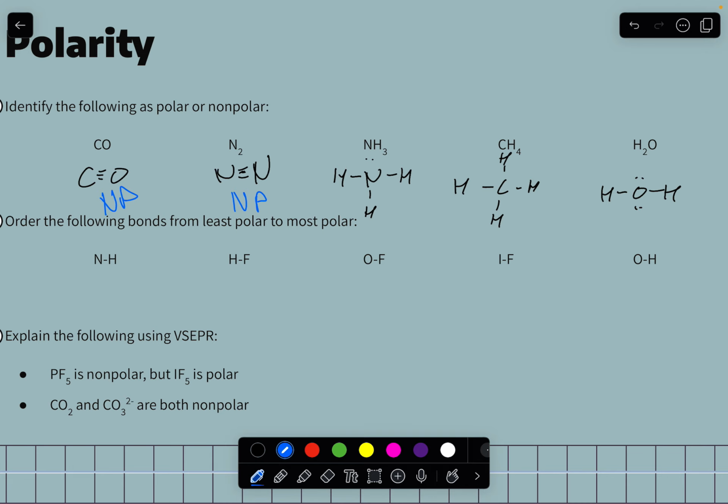For NH3, we have a lone pair of electrons here. So that's going to pull the negatives to the top. So the lone pair is going to be partially negative. The hydrogens are all going to be partially positive. Okay. So this is going to be polar because it's uneven. CH4 is an even distribution all the way across. It's symmetrical. This is nonpolar.